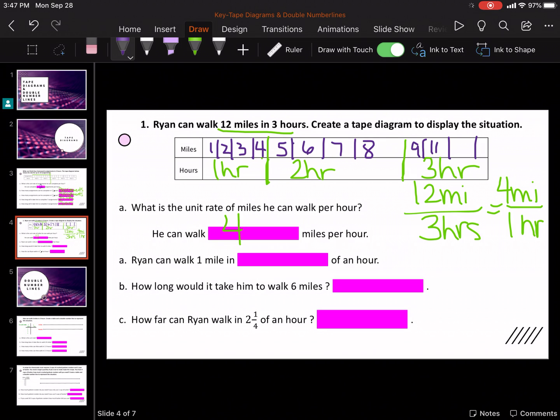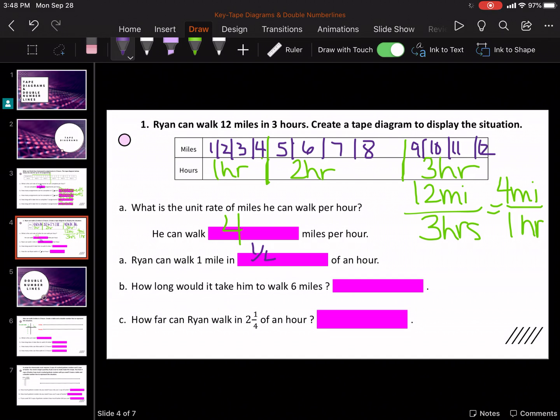8, 9, 10, 11, and 12. Remember, 12 miles in 3 hours. So Ryan can walk 1 mile in how much of an hour? Well, look, in 1 hour, divide it into 4 sections, in 1/4 of an hour. Okay, 1/4 of an hour.